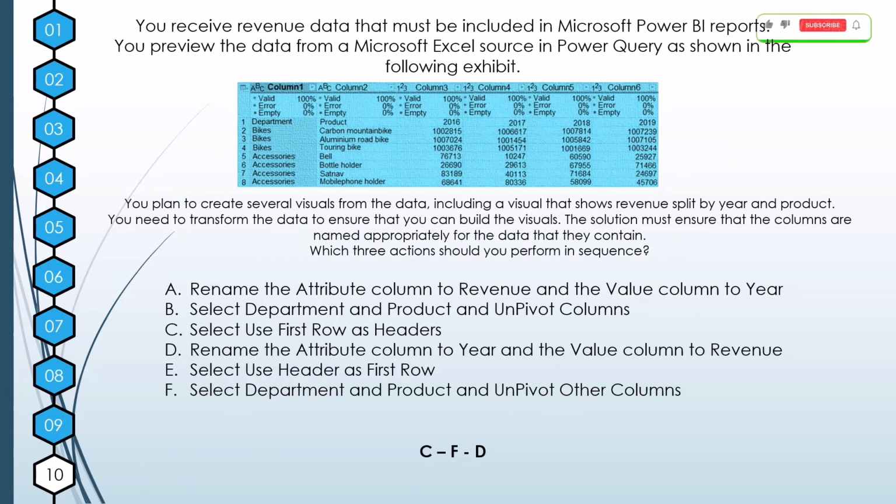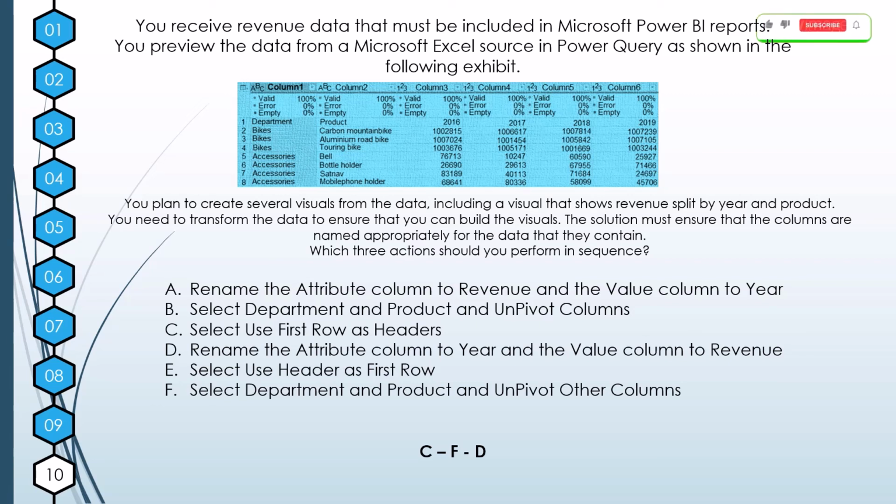You receive revenue data that must be included in Microsoft Power BI reports. You preview the data from a Microsoft Excel source in Power Query as shown in the following exhibit. You plan to create several visuals from the data, including a visual that shows revenue split by year and product. You need to transform the data to ensure that you can build the visuals. The solution must ensure that the columns are named appropriately for the data that they contain. Which 3 actions should you perform in sequence?